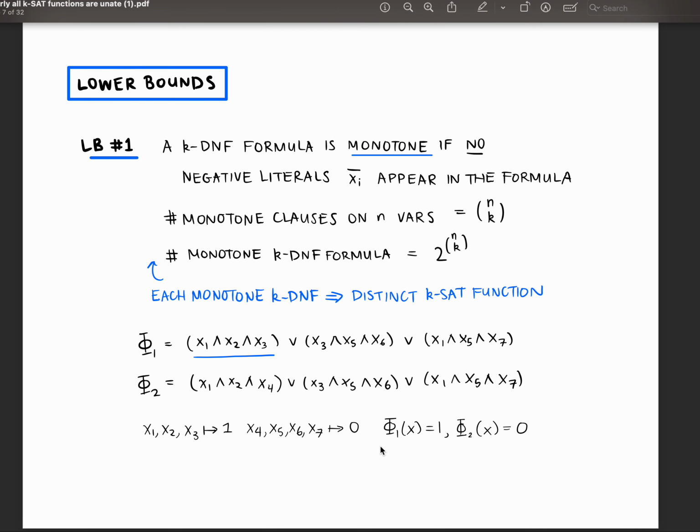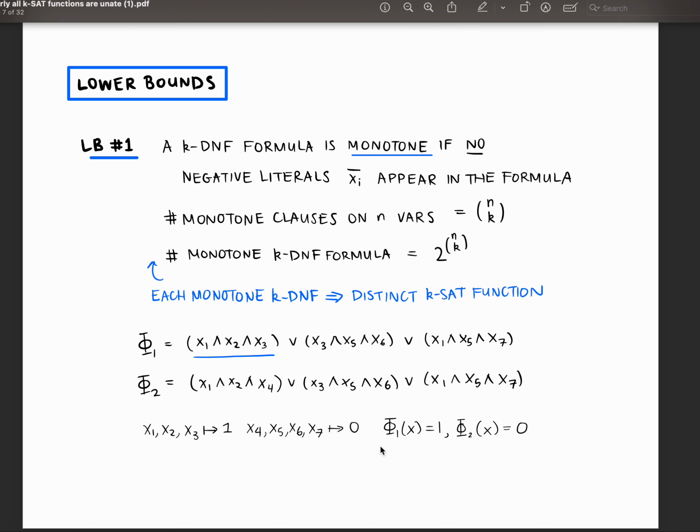So to try and answer that question, we can try and come up with a lower bound. So what does it mean to come up with a lower bound? Well, we can try and explicitly give some class of formula where we promise you that in that class of formula, each formula corresponds to a unique Boolean function. So one very natural class are the class of monotone formula.